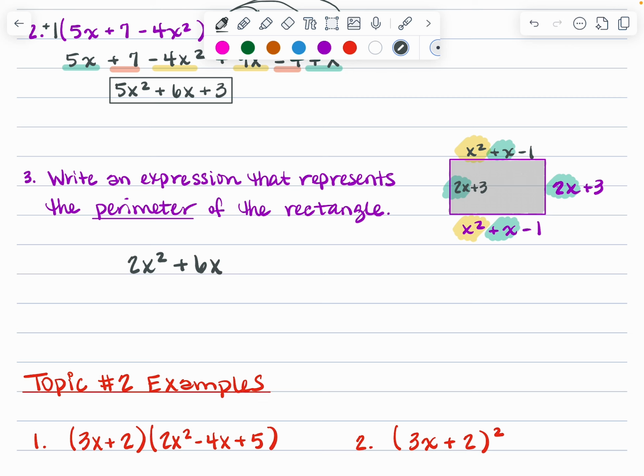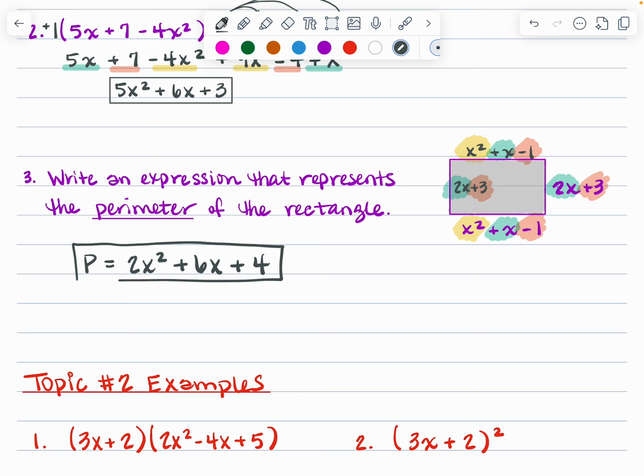And then we want to go grab all of those constants, right? So I've got a negative 1, a positive 3, a negative 1, and a positive 3. And it looks like that's going to give us, what, 6 minus 2, so positive 4. And voila, that is the expression for our perimeter.